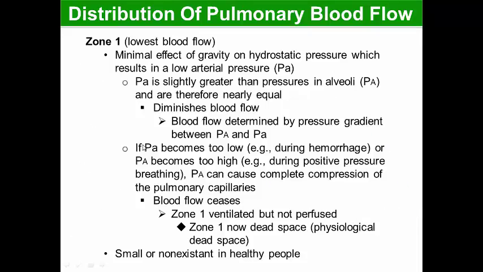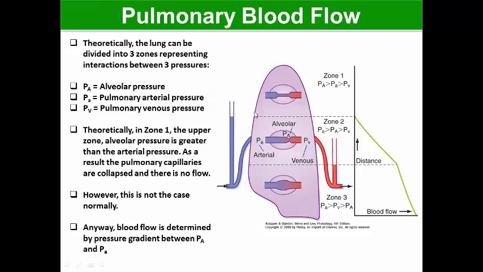If the pulmonary arterial pressure becomes too low, like what we have during hemorrhage, or if the alveolar pressure becomes too high, for example during positive pressure breathing, now in this scenario, zone 1 would exist and there will be no flow through zone 1. So under normal physiological condition, there is no zone 1, if you like.